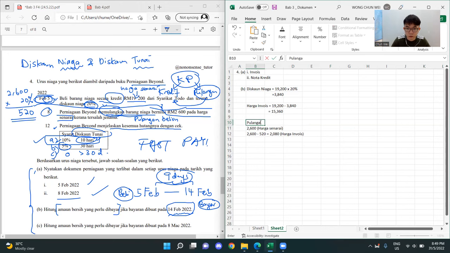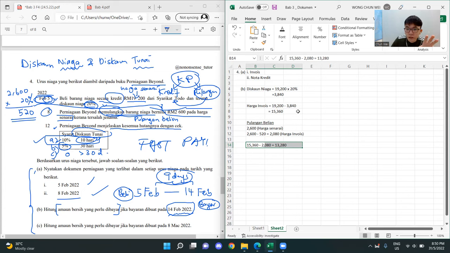There's a pulangan. So maksud sekarang, the invoice will use this harga invoice minus this harga invoice. All right. So use 15,360 minus 2,080, then you get 13,280. So this is somehow the final figure that we need to pay.